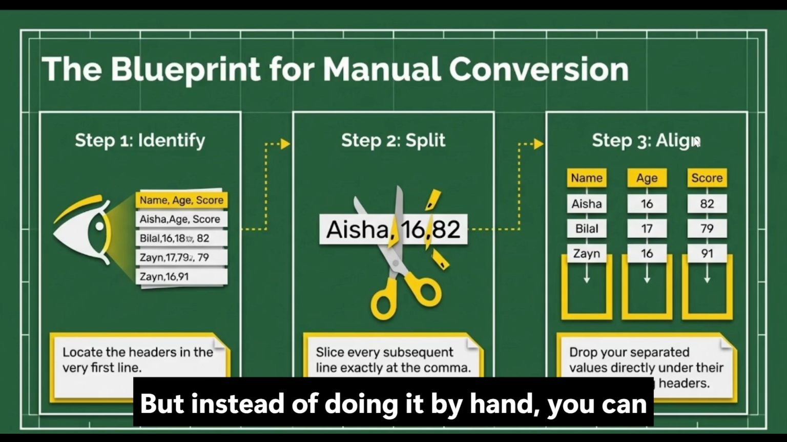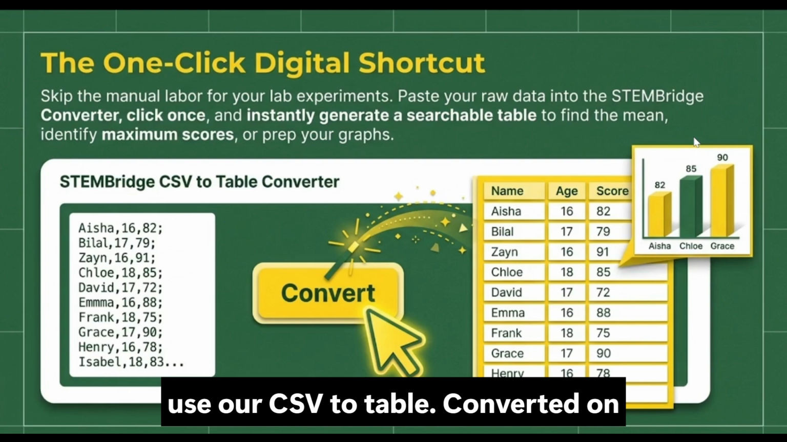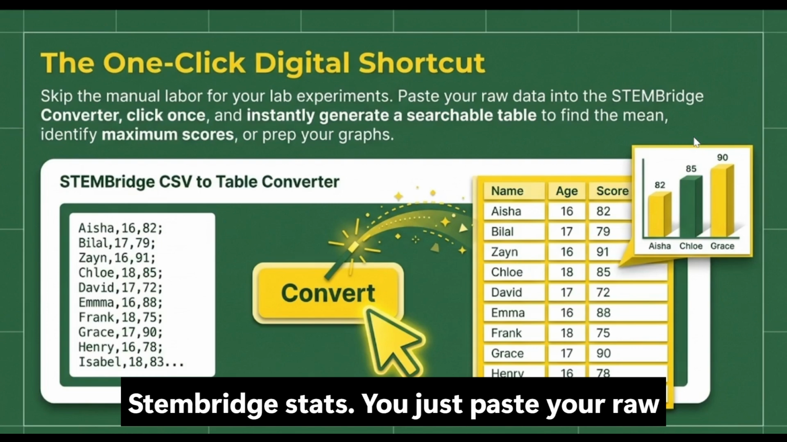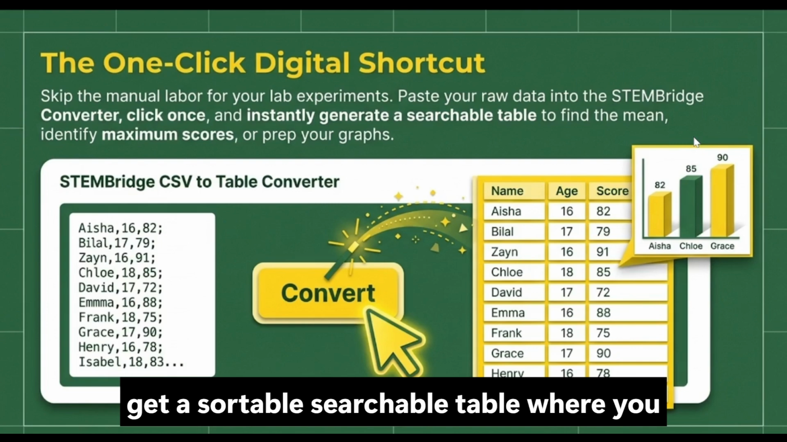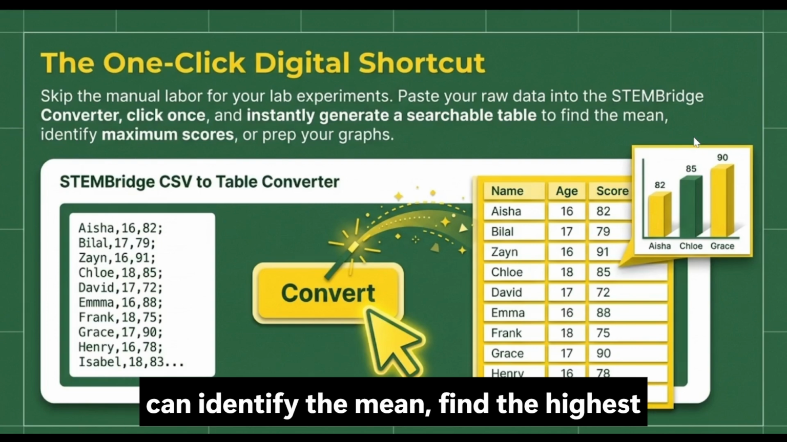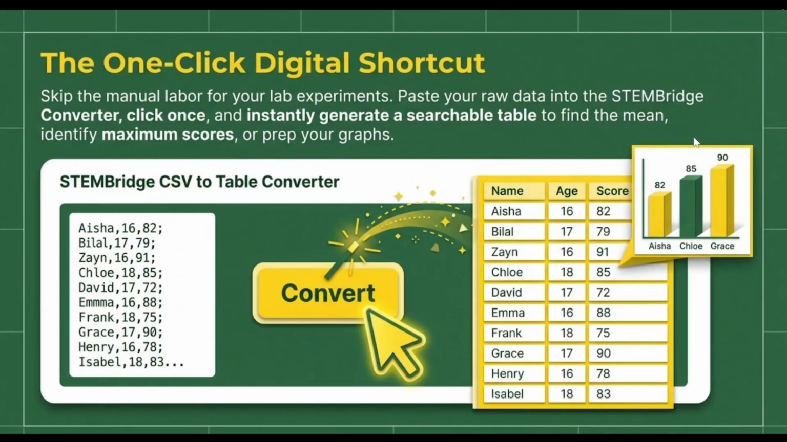But instead of doing it by hand, you can use our CSV to table converter on STEMBridge stats. You just paste your raw data, click on convert, and instantly you get a sortable, searchable table where you can identify the mean, find the highest score, or prep a graph.